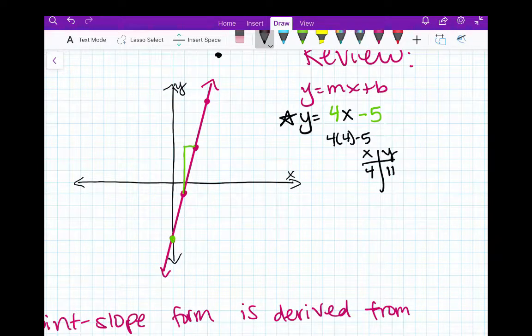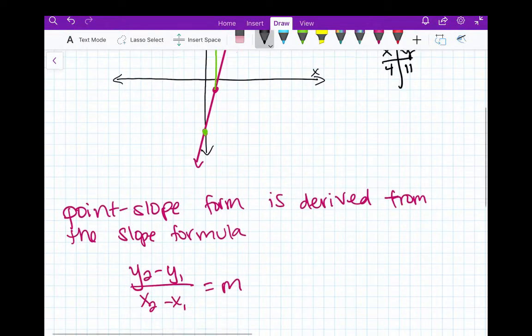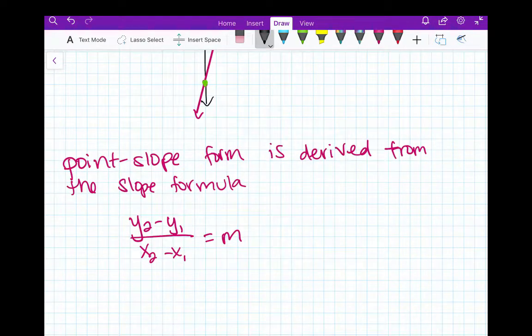Remember, a linear function is a straight line that has a constant rate of change. That constant rate of change is the slope, which in this case is 4. Remember, if the slope is 4 over 1, if it's a number over 1, then that's actually just a whole number. So now we're going to look at exactly what is the point-slope form.